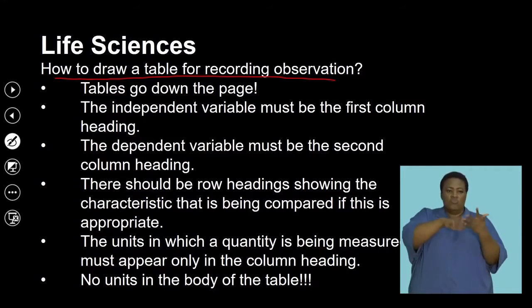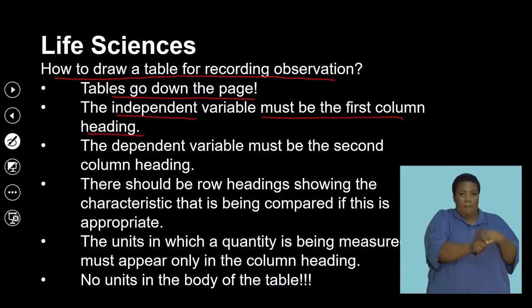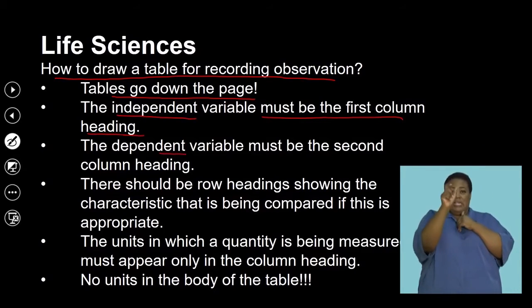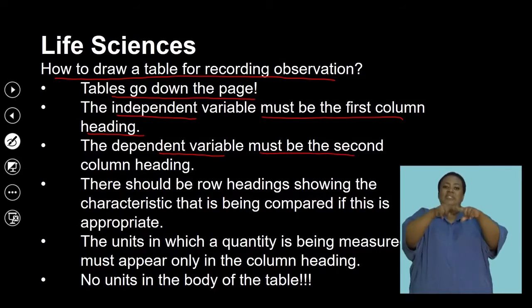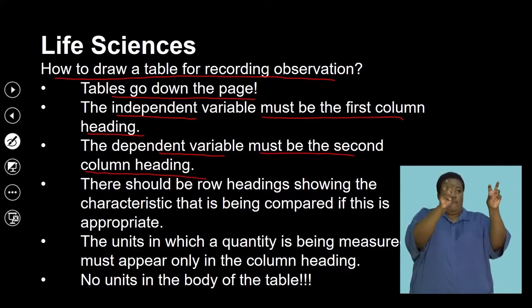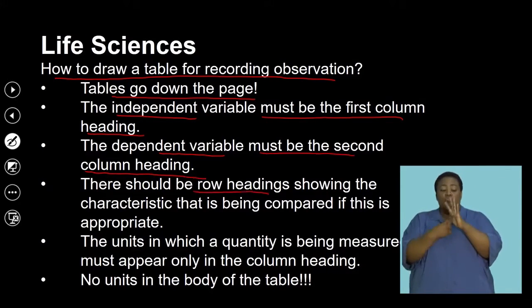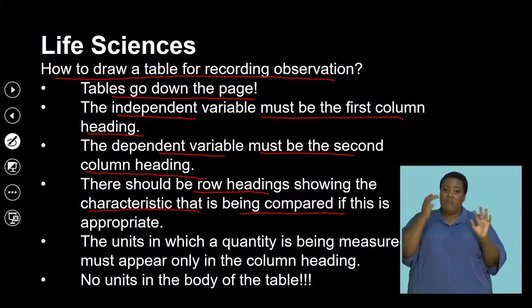So yes, you've drawn tables before, but it's important to follow a system. So generally, tables go down the page. The independent variable must be in the first column and clearly labeled. The dependent variable must be in the second column with headings. There should be row headings showing the characteristics that are being compared, if it is appropriate.